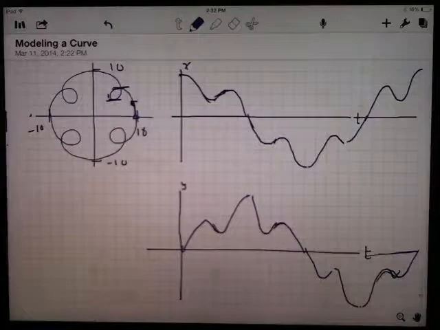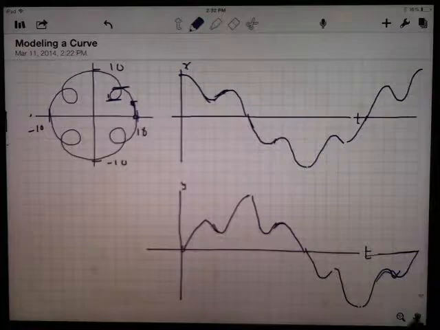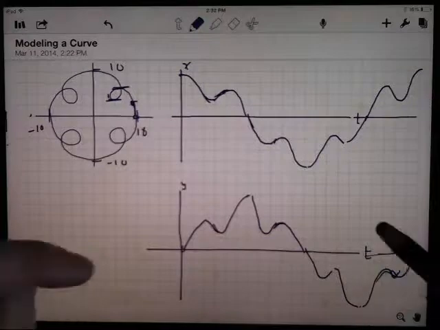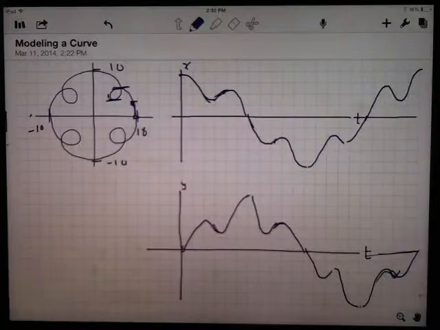Okay. The next goal is to come up with the equations for these graphs, and we will do that in the next video.